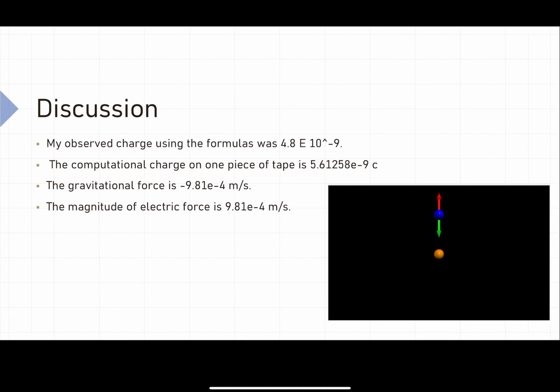So my observed charge using the formulas that I stated previously was 4.8 times 10 to the negative 9, while my computational charge on the piece of tape was 5.6 times 10 to the negative 9. The gravitational force and the electric force have the same magnitude, however, the gravitational force is in the negative y direction.